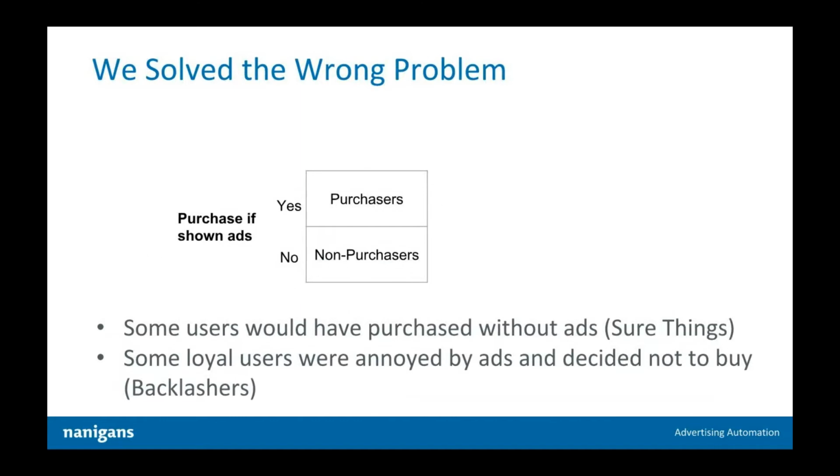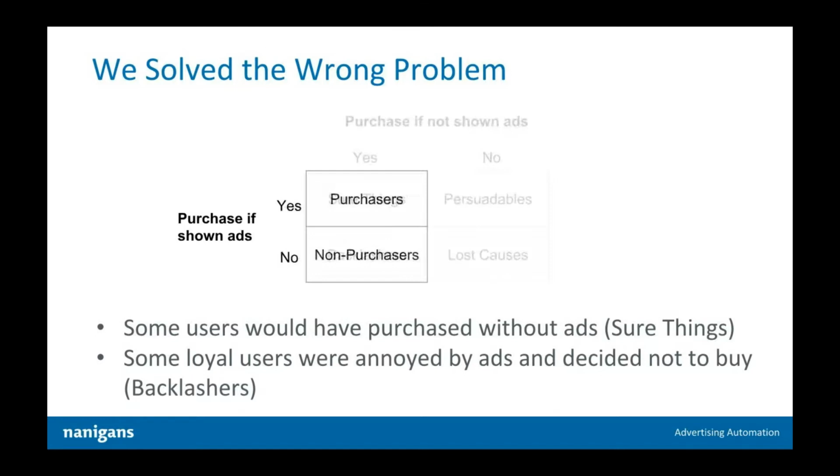So specifically, we may have solved the wrong problem. In this case, we're looking at purchasing if you've been shown an ad. So we're saying, yes, we have purchasers, we have non-purchasers of all the people we showed ads to. But some users would have bought things anyway, right? There are people who come back to your site all the time. They're loyal customers. And there are some loyal customers who are annoyed by your ads and actually decided not to buy anything from you whatsoever.